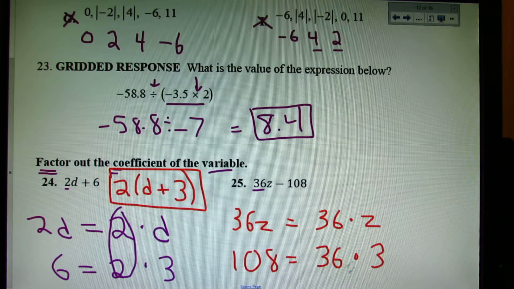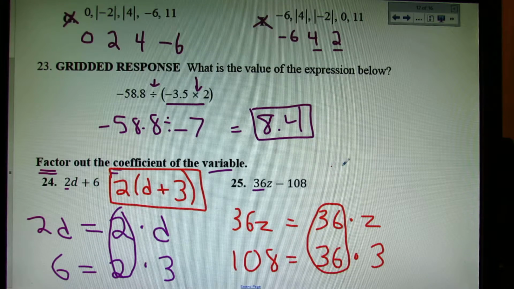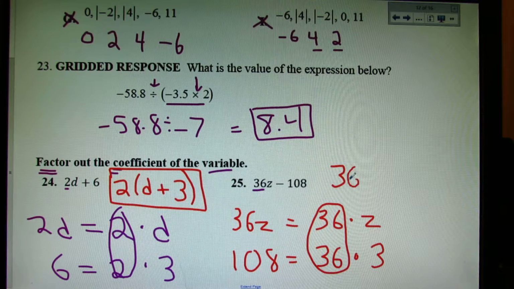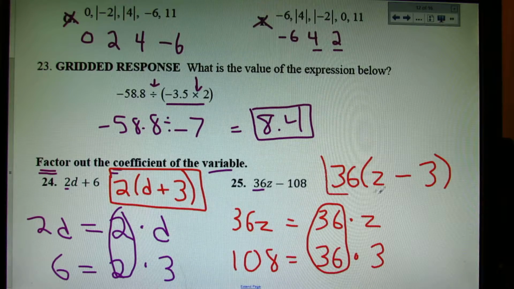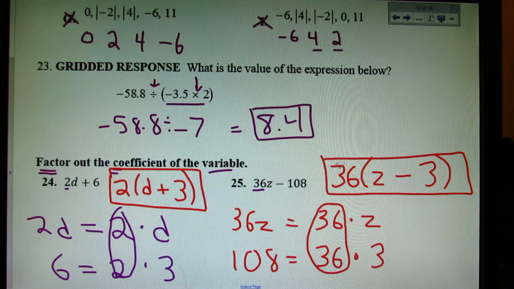Missing number is 3. Again, since these are the two numbers I have in common, that's the number that's going to be written out in front of my parentheses. What's left over is a Z and a 3. And again, my original problem has a minus sign, so my final answer will have a minus sign as well. 36 times Z minus 3.